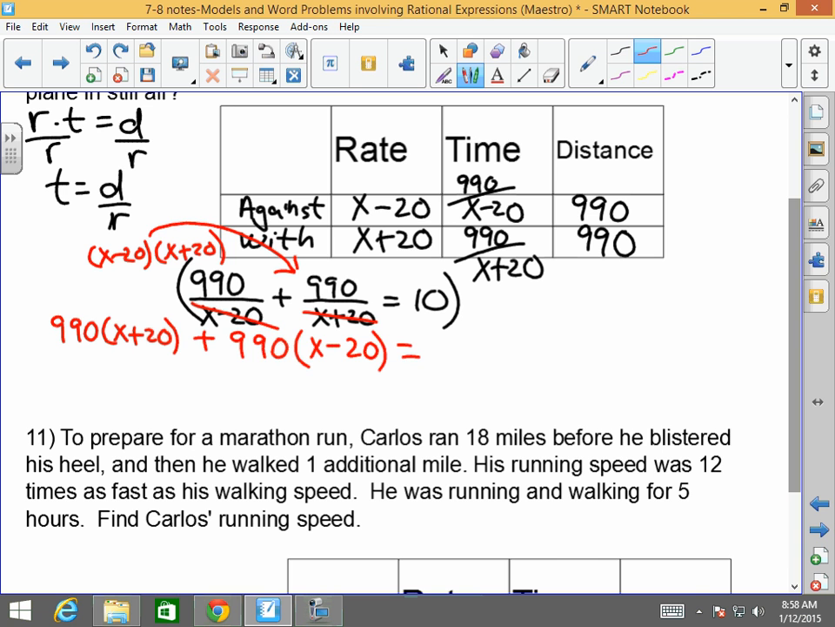And that is going to equal, my friends, let's see if we have our skills working well. What's x minus 20 times x plus 20? Very good. It's x squared minus 400. That's a difference of squares. So I've got 10 times x squared minus 400. Do you have to do that in your head? No. But that's why it's good to know how to do it in your head.